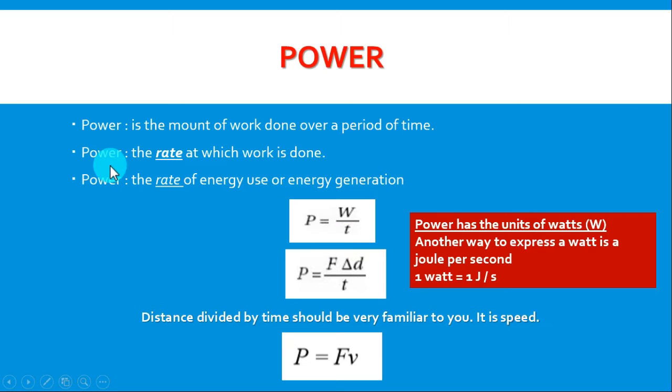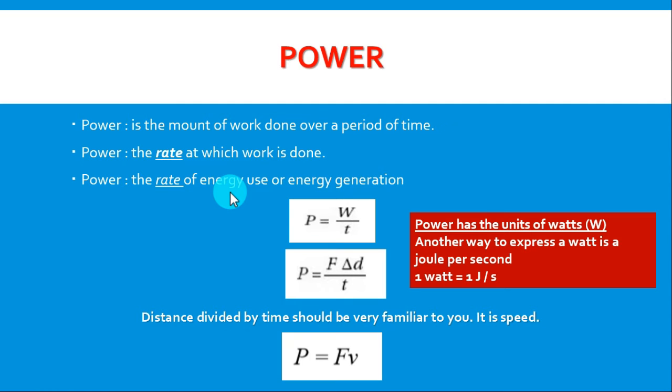Another definition: the rate at which work is done. Always when you see the word rate, what comes to your mind? Time. Something related to time. So the rate at which work is done means work over time. Another definition: it is the rate of energy used or energy generation. It's okay because we know that work and energy are the same. So it's the rate of energy transfer or energy use.